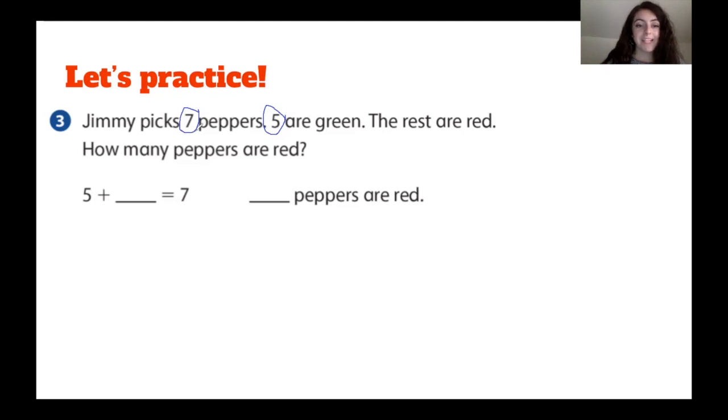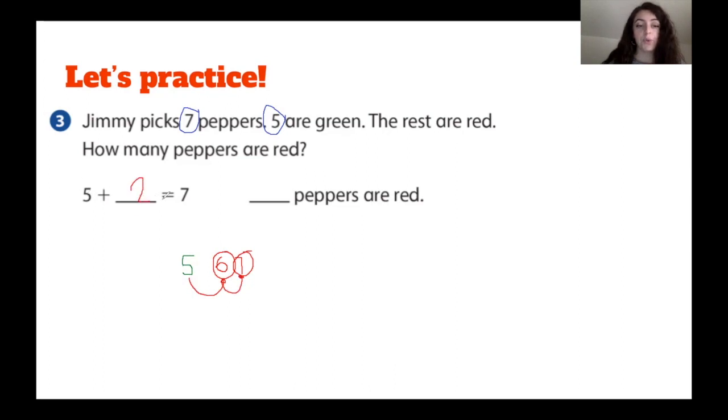We know that Jimmy picked 7 peppers and 5 of them are green. So I'm going to show 5 green peppers like this. I know 5 of them are green. Now I need to count on to find how many were red. So I'm going to start at 5, and then I'm going to count on 6, 7. So how many times did I count on? 1, 2. Good job. 5, 6, 7. 2 times.